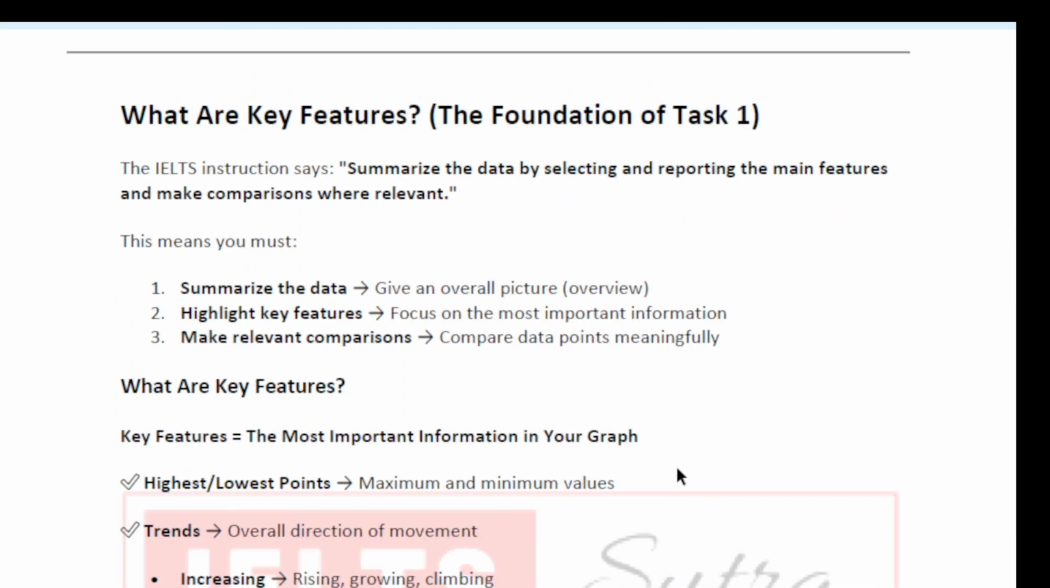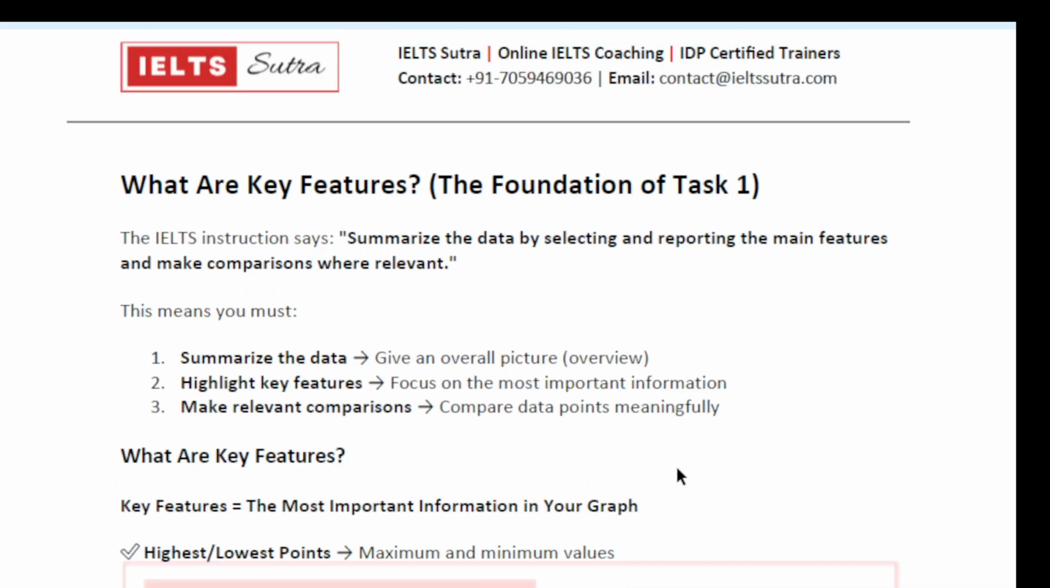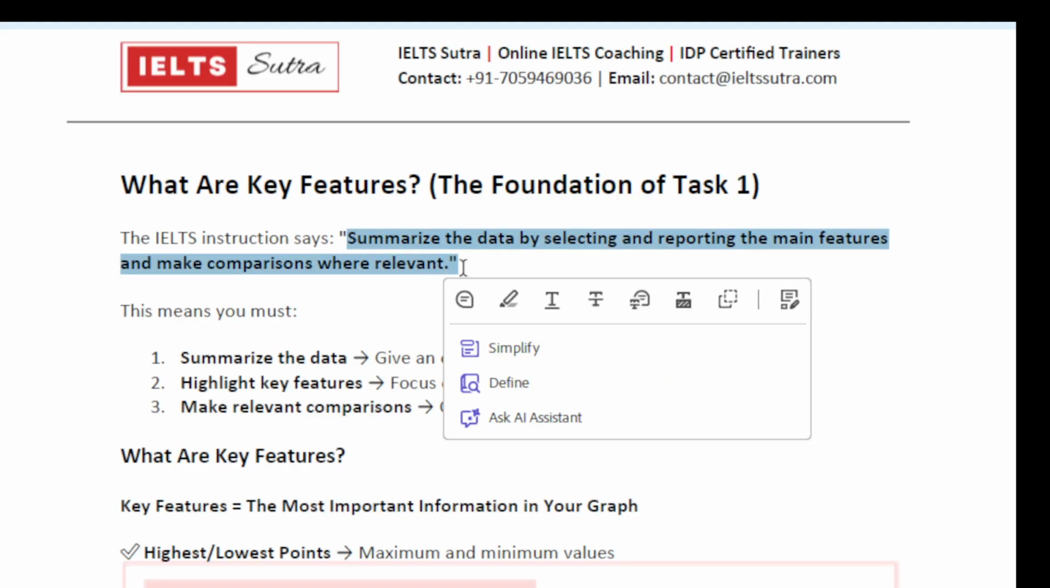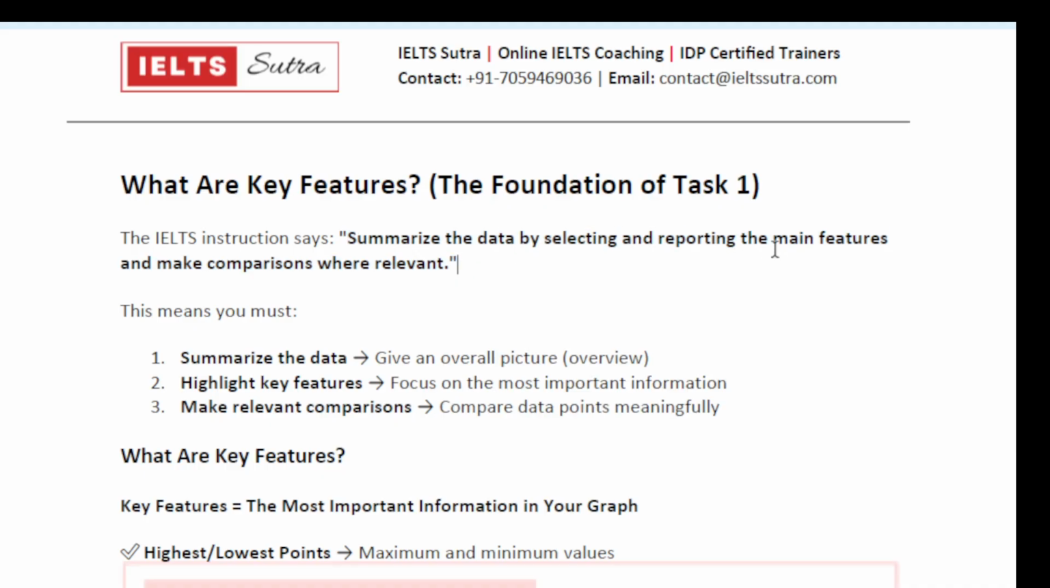So first of all, let's understand what the key features are. Understanding the key features of a report is very, very important, especially if you are writing a task 1 in IELTS, where the key features are the ones that decide your score basically. Whenever you see any task 1 in front of you, especially in case of graphs where you need to write a report, you will always find that there is one line written below it: summarize the data by selecting and reporting the main features and make comparisons where relevant.